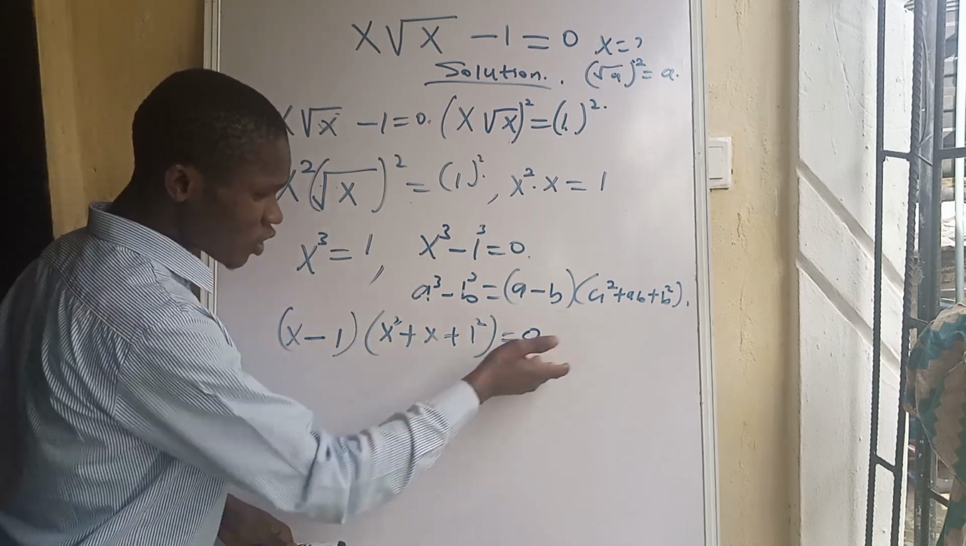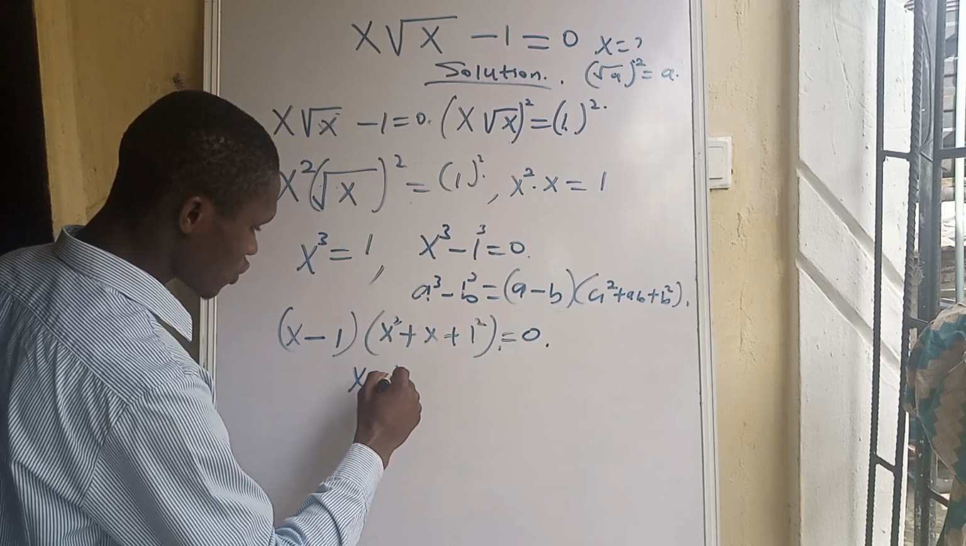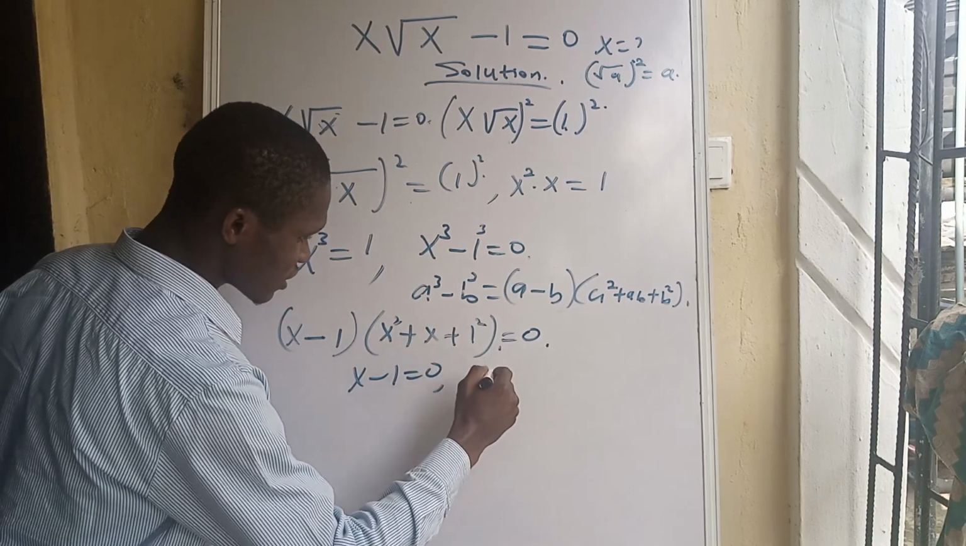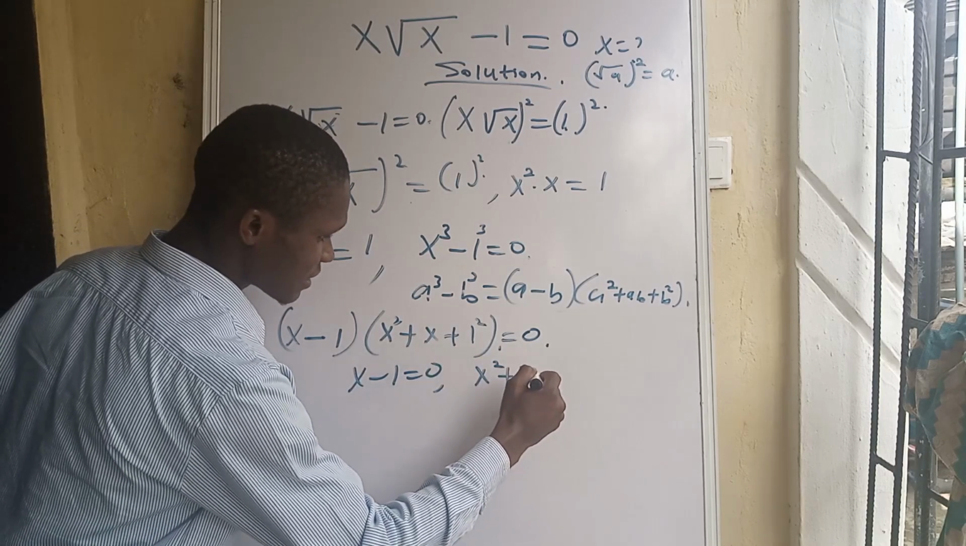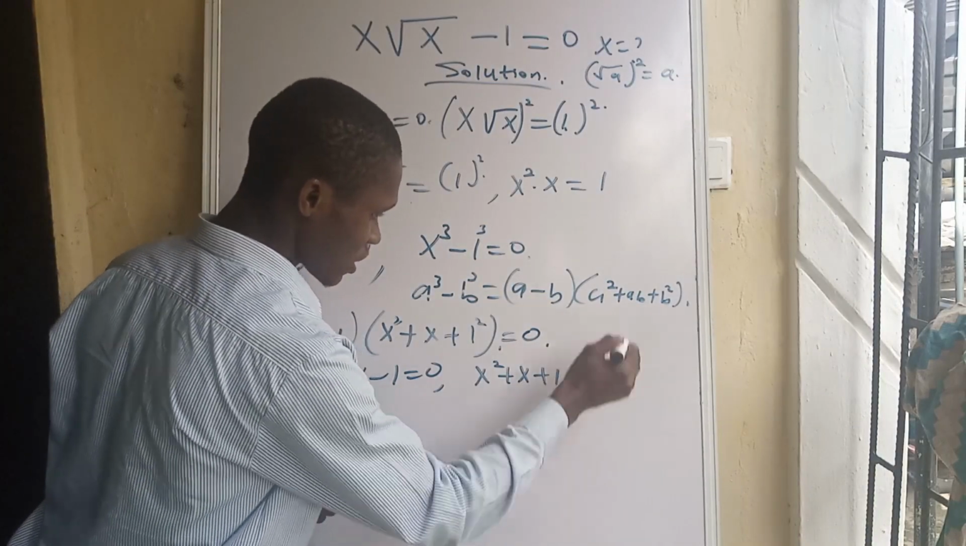Obeying the zero product rule, by comparison, we can say x minus 1 is equal to 0, and x squared plus x plus 1, because 1 squared is the same thing as 1, is also equal to 0.